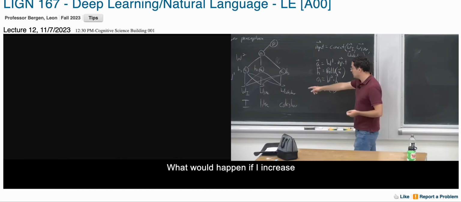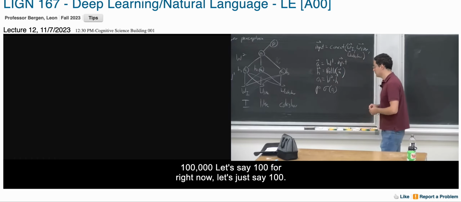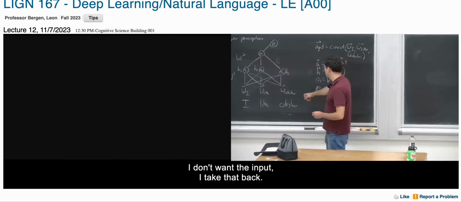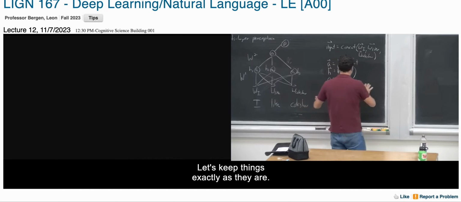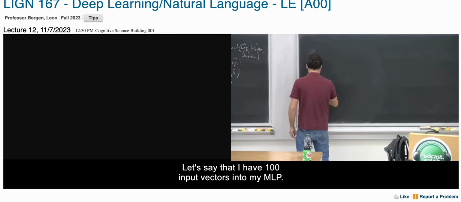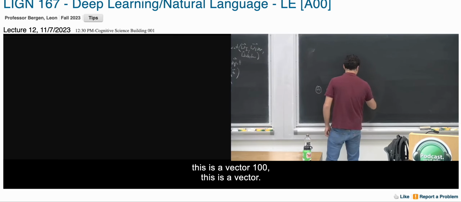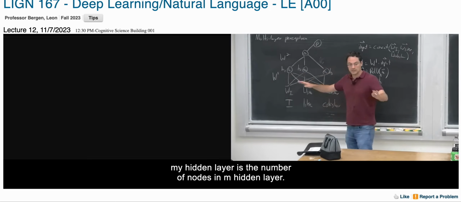What would happen if I increase the context size of this model, the maximum text length, to let's say 100,000? Well, let's say 100 for right now. Let's keep things exactly as they are. It won't change anything too much. So let's say that I have 100 input vectors into my MLP. So I have W1, this is a vector. W2, this is a vector. W100, this is a vector. And let's say that the number of nodes in my hidden layer stays the same, at 3. So I have A1, A2, A3.